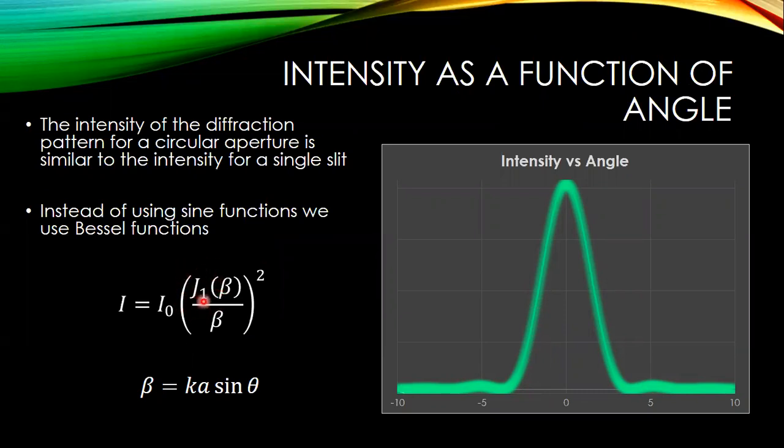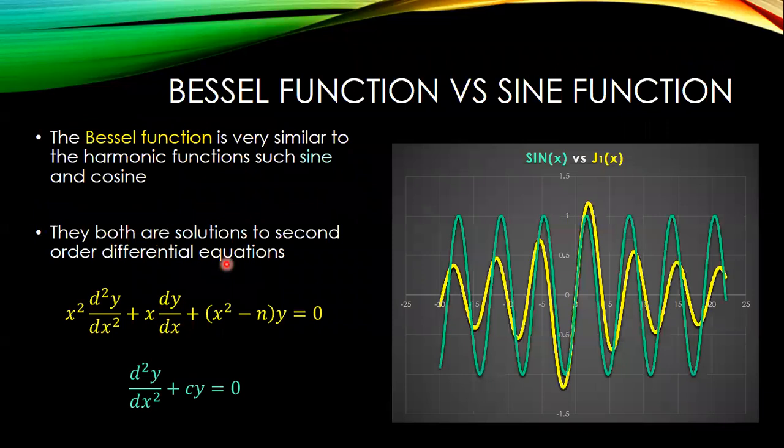This is actually the Bessel function, the first order Bessel function. If we graph the Bessel function with sine, we can see that there's some similarity between the two. They both are solutions to differential equations of the second order. This yellow equation right here is the differential equation of which the Bessel function is a solution.